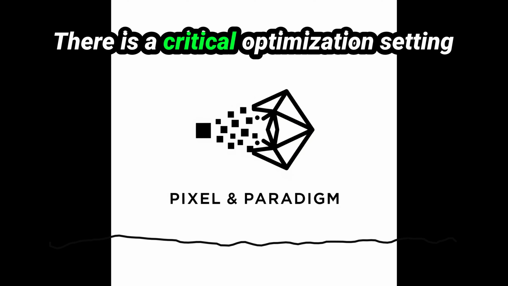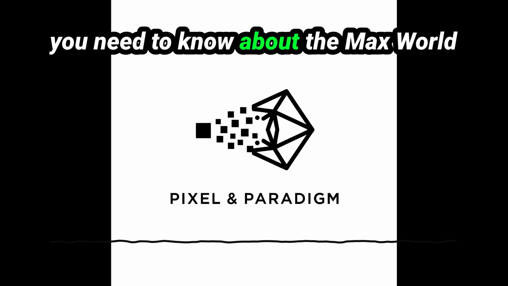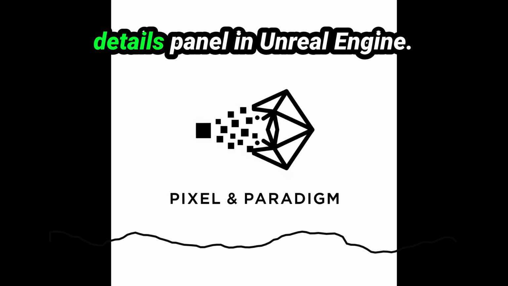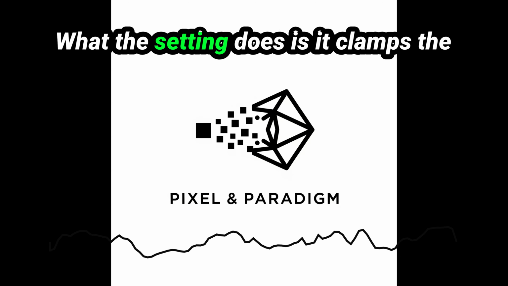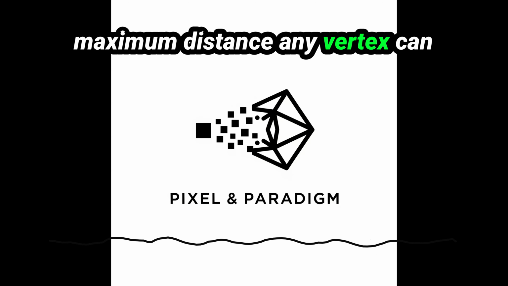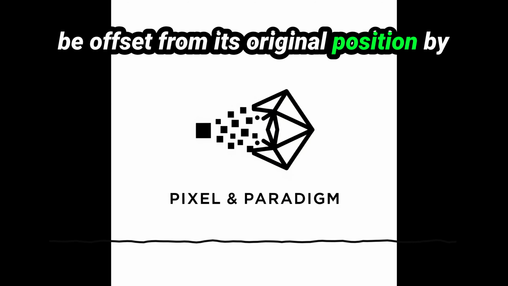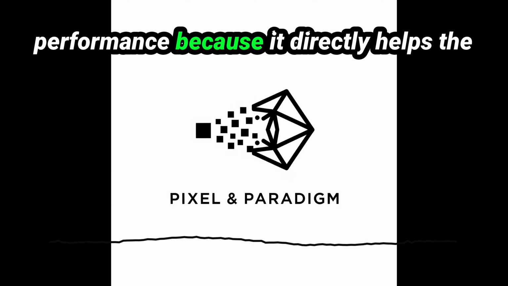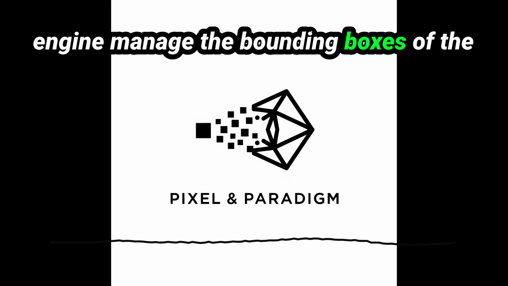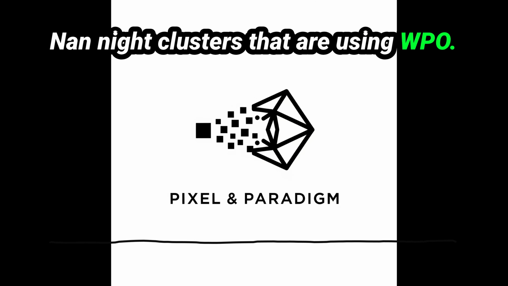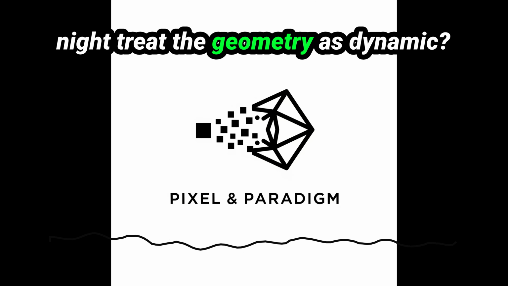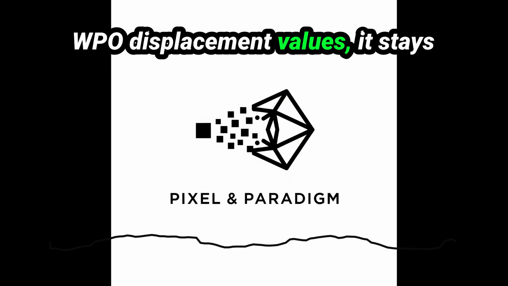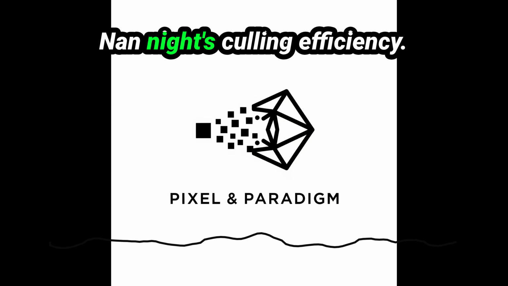Yes, absolutely. There is a critical optimization setting you need to know about: the max world position offset displacement parameter. It's found within the material's details panel in Unreal Engine. What this setting does is it clamps the maximum distance any vertex can be offset from its original position by the WPO calculation in your shader. It is absolutely crucial for Nanite performance because it directly helps the engine manage the bounding boxes of the Nanite clusters that are using WPO. Remember how WPO makes Nanite treat the geometry as dynamic? If a cluster's bounding box expands way too much because of extreme WPO displacement values, it stays visible for longer, which hurts Nanite's culling efficiency.